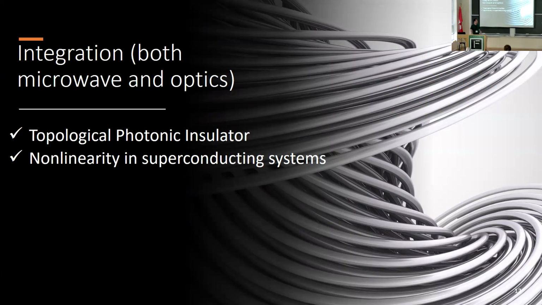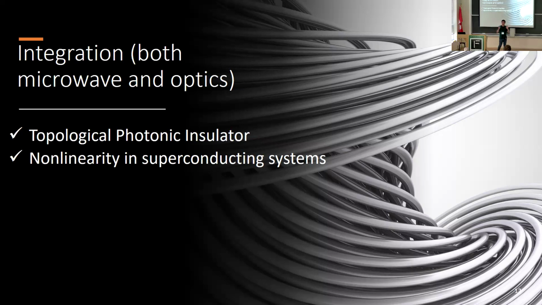So based on that, most likely you can make the emission and photon pair generation way more efficient. So I'll talk about two topics: nonlinearity in topological photonic insulators and in superconducting systems. Both of them have motivations. In future, we want to combine both of them for photon transduction. Let's start with the first part.